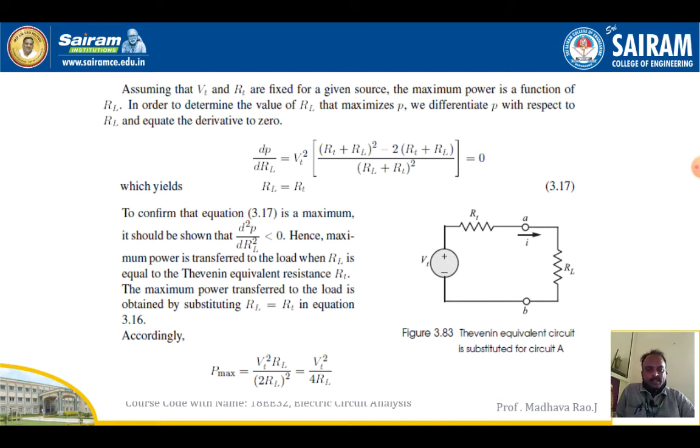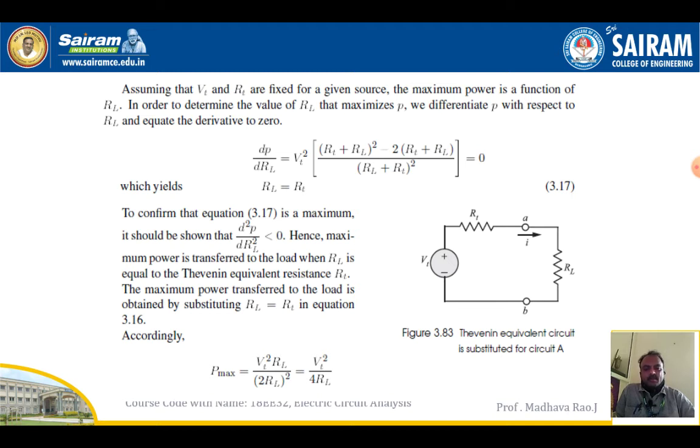So simplify that equation. Once you simplify, finally what we will get is Vt square by 4 into RL. So how can we find the maximum power from the circuit? If you know the open circuit voltage and the load resistance, it should be equal to Thevenin's resistance.